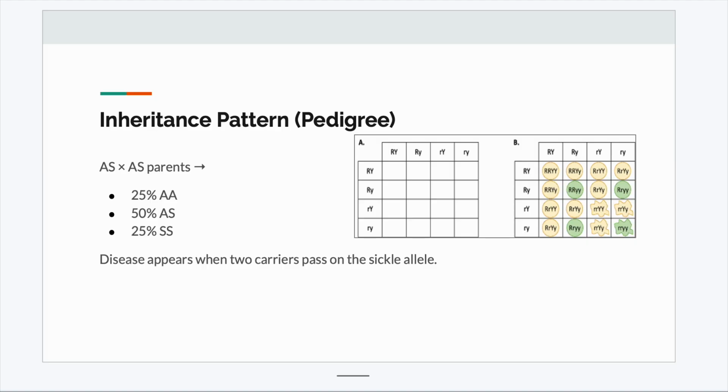When two carriers have a child, there's a 25% chance the child will be completely normal, a 50% chance the child will be a carrier, and a 25% chance the child will have the disease. This pattern would show up clearly in a pedigree chart. You can see how the disorder appears only when both parents pass down the sickle allele. This helps explain why the disease seems to skip generations sometimes.